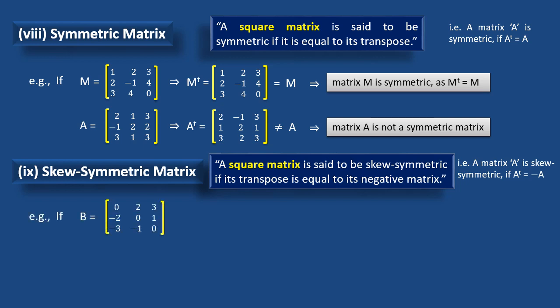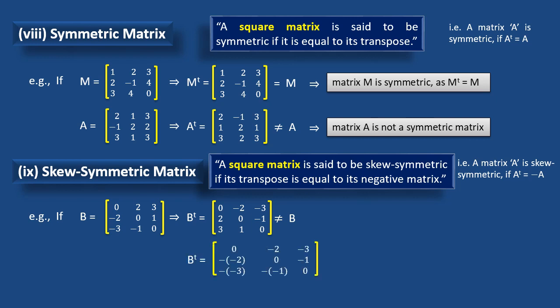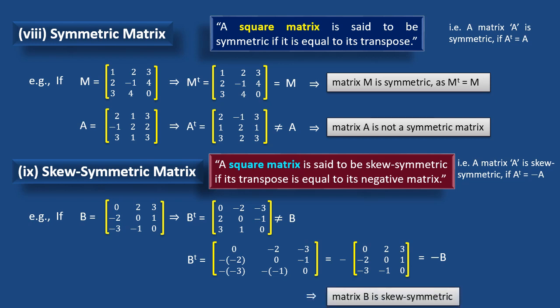Now look at this matrix B. Its transpose is not equal to B. So B is not symmetric at least. If we rewrite its positive entries as negative and then take minus sign common, we get negative of B. This implies that matrix B is skew symmetric matrix.